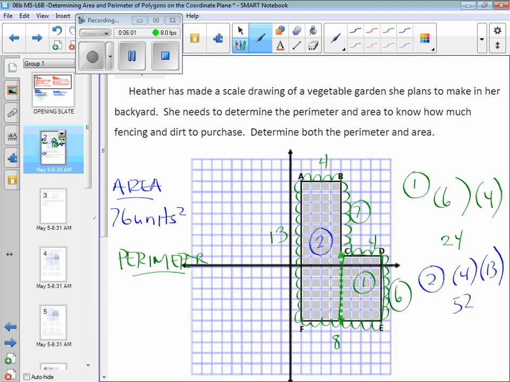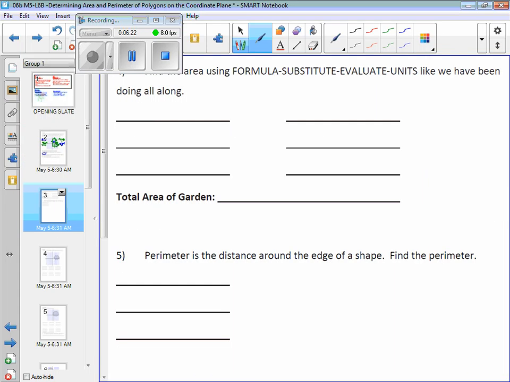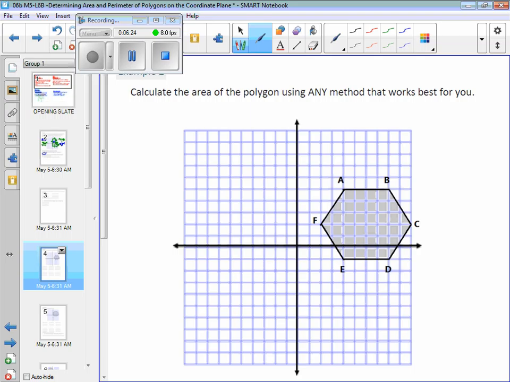What you got? Yeah, look. I got 42. Now watch, guys. Don't forget, it's just units for perimeter, not units squared. 42 units, done. Now we can skip this page. We'll do example 2 together, and then the rest is all you.